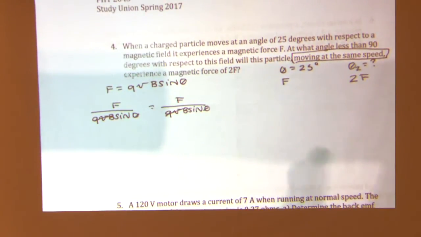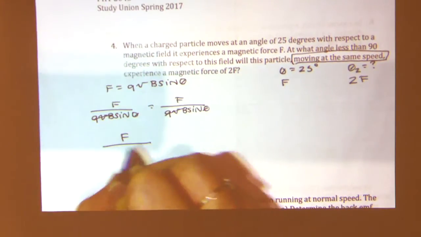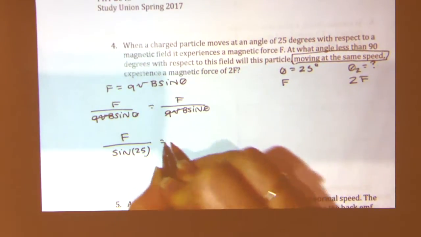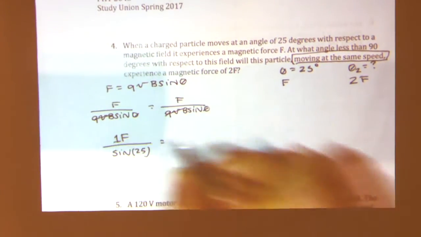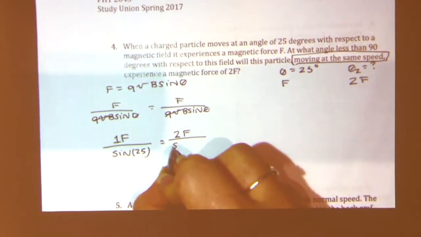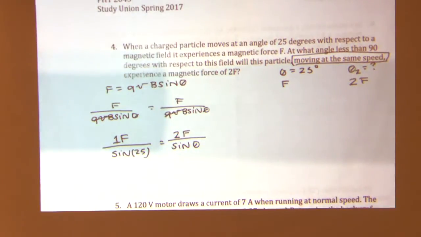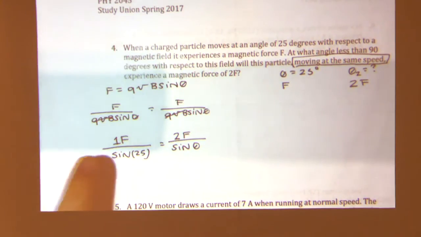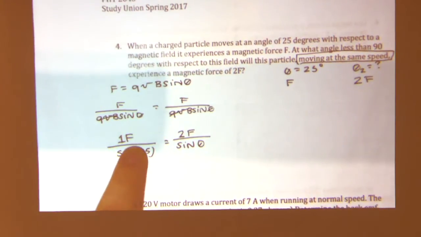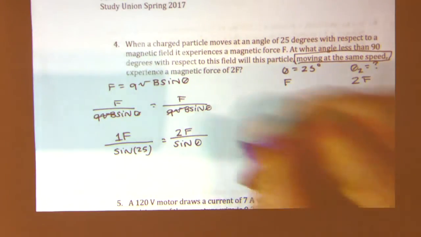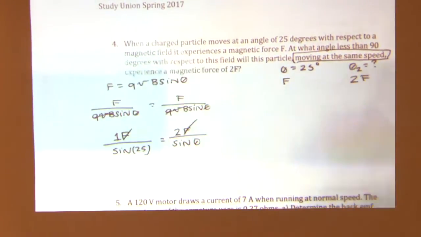So let's get this in terms. We know that we have one F when we're traveling at 25 degrees with respect to the field, and we'll put a 1 in front of this. And then we're moving at 2 times this force when we're at some angle. If you notice, we don't have an actual number for force. We could say that this force is 1 Newton, and when we're at 25, we have 1 times 1 Newton of force, and when we're at this angle, we have 2 newtons, because 2 times 1. So this F is the same number, so those F's can also cancel.